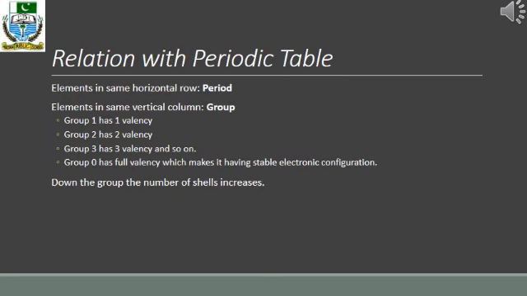If we want to directly see the relationship of electronic configuration or structure of atom with the periodic table, we will see that the elements of group 1 mostly have a valency of 1. Group 2 has a valency of 2, like calcium and magnesium. Group 3 has a valency of 3. We can give the example of aluminium from group 3. Group 0 has full valency or zero valency, which makes these elements very stable. That's why they are known as noble gases.